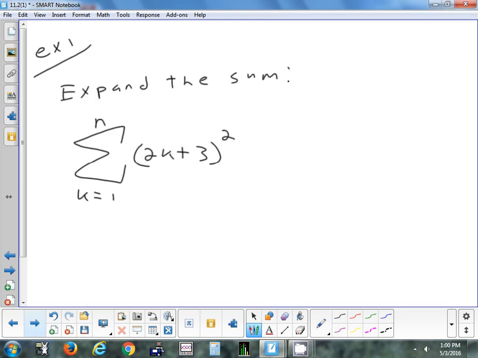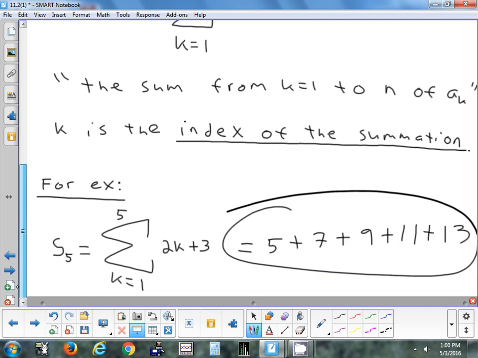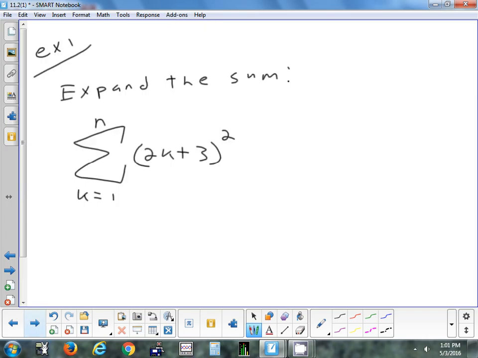What's different about expanding this sum versus this sum? The previous one actually has a definitive stopping point. Right. So the first one, we knew the stopping point. This one has a stopping point. It's at n. We don't know what n is. Okay, but n is not infinity. It stops somewhere.